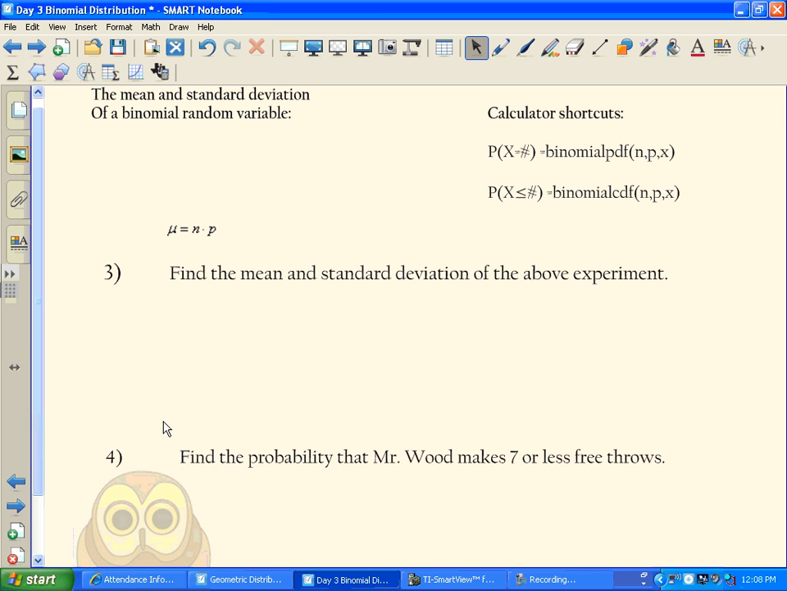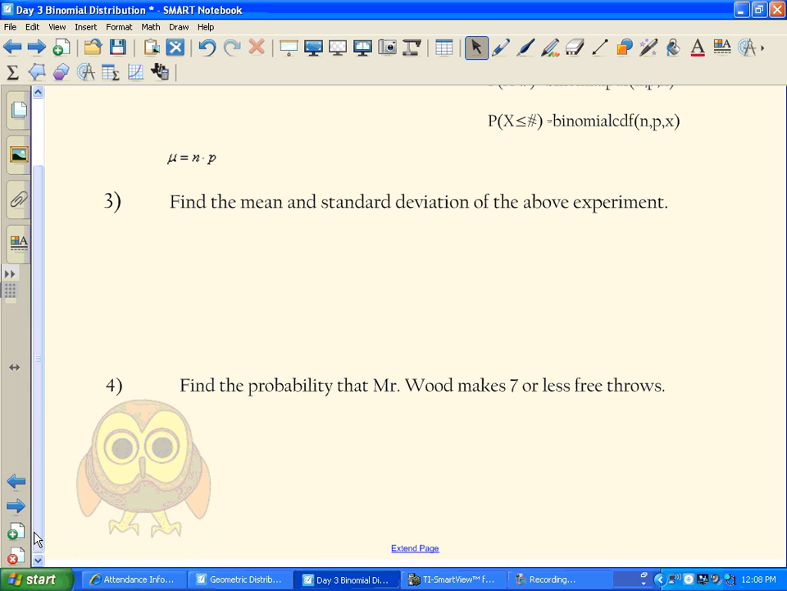I don't think you need me to do the mean and standard deviation now. Is that safe to say we don't need to do the mean and standard deviation because I just did a modeling problem of that? Yes? No? Okay. Can I do another example? Okay, I can do it here.